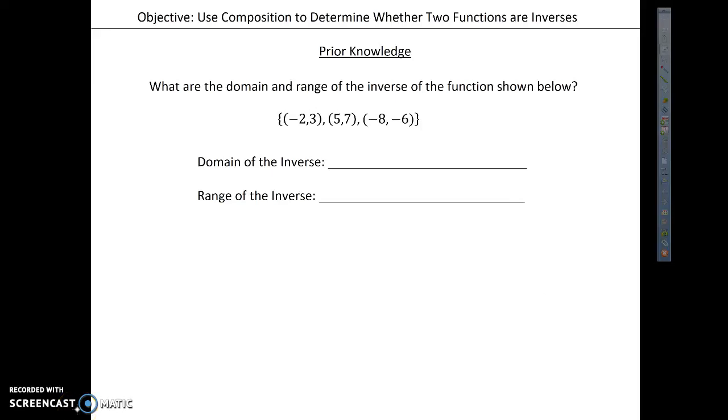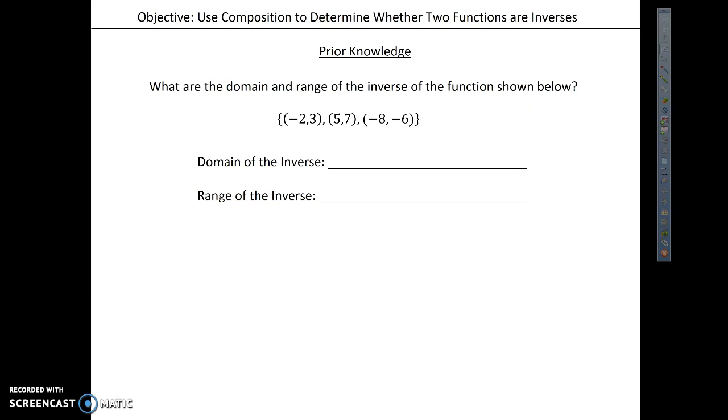Hello, in this video we are going to use composition to determine whether two functions are inverses. That is our objective, and we're going to start off talking about your prior knowledge with domain and range.